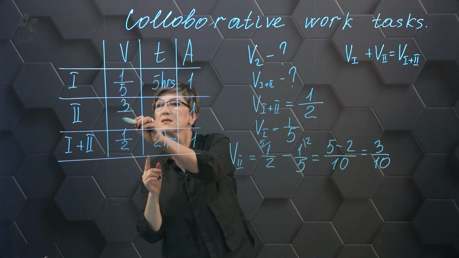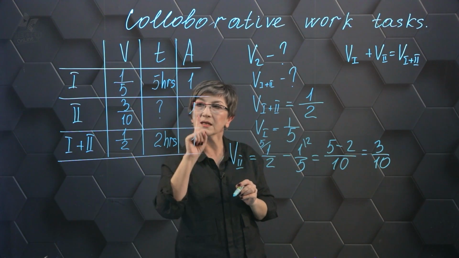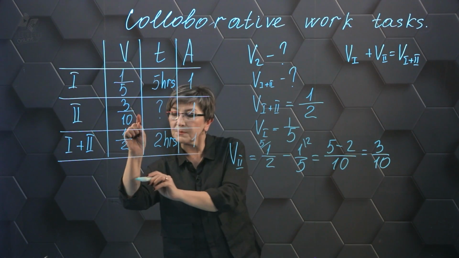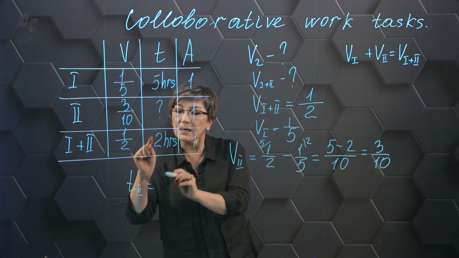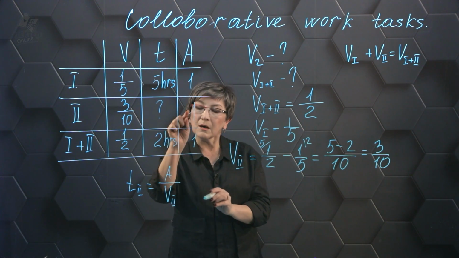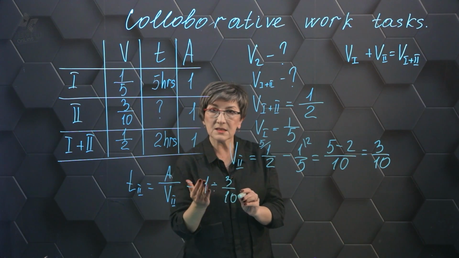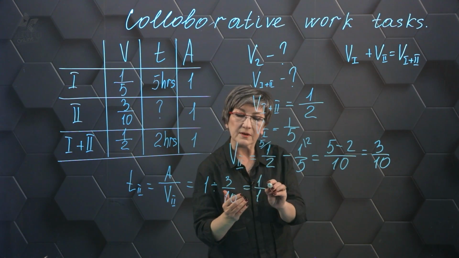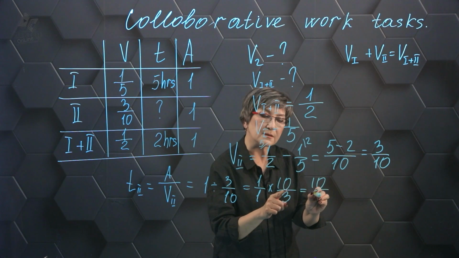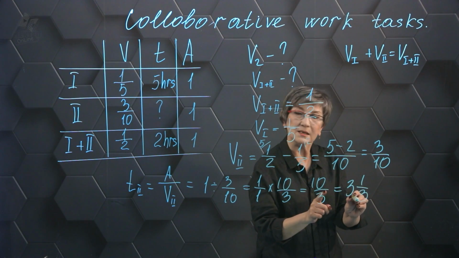Let's write down 3/10. And in order to find the time for which the second worker does the work, we need to divide the work by the productivity. Let's write it down. The second worker's time is the work divided by the productivity of the second worker. Work equals 1. Productivity is 3/10. 1 divided by 3/10 is 1 times 10/3. The result is 10/3. Let's convert that to a mixed number: 3 and 1/3 of an hour.